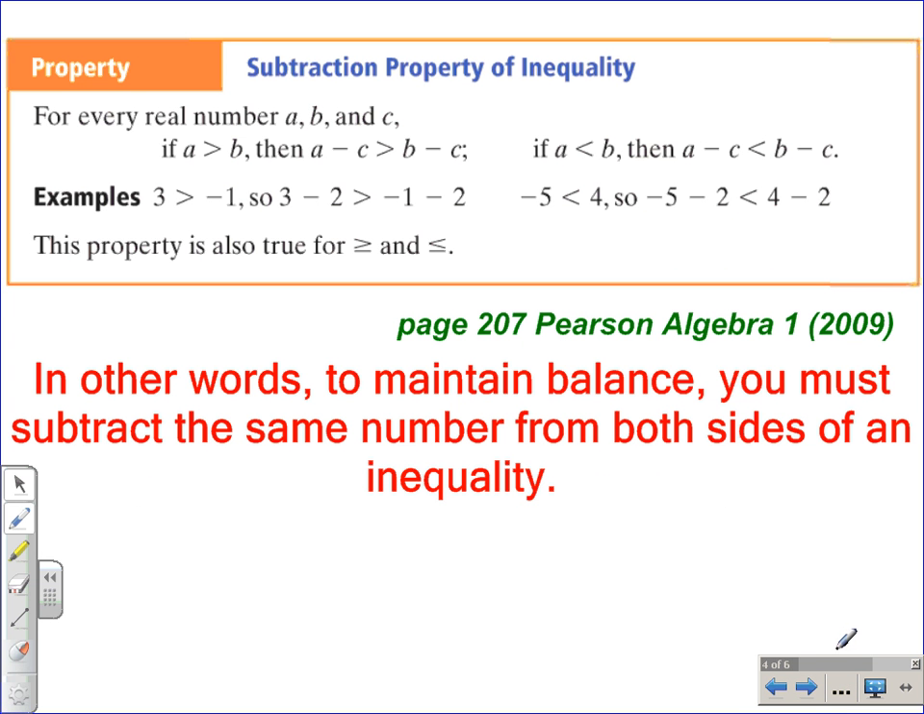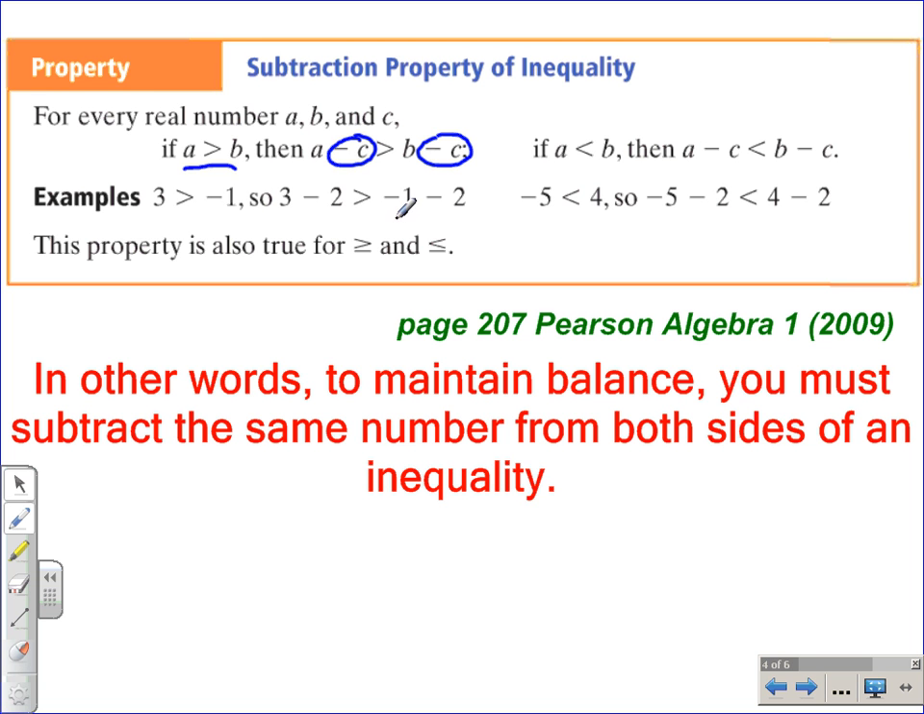Next is the subtraction property for inequality. For every real number a, b, and c, if a is greater than b, then a minus c is greater than b minus c. If a is less than b, then a minus c is less than b minus c. Like we just saw with the addition property of inequality, we have the inequality that we start with, in this case a greater than b. And you can see c has been subtracted from both sides and the inequality hasn't changed.